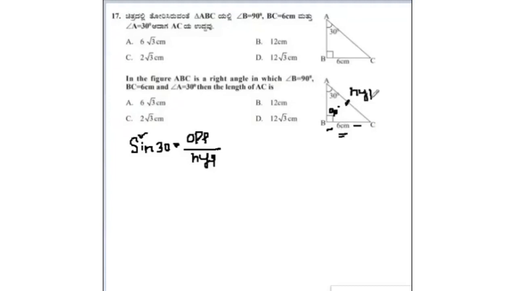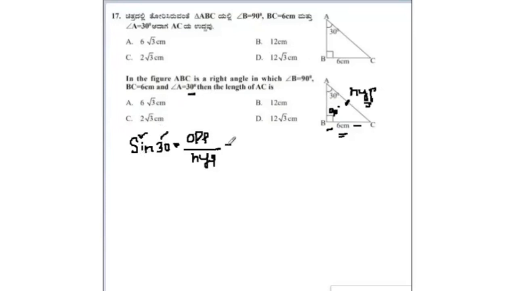So AC is the hypotenuse. Opposite is given. They are asking to find the hypotenuse. So the relation between opposite and hypotenuse is sine. That is the reason why I have chosen the trigonometric term sine. You might be wondering why I have taken 30. That is nothing but they have given angle A is 30 in the question.